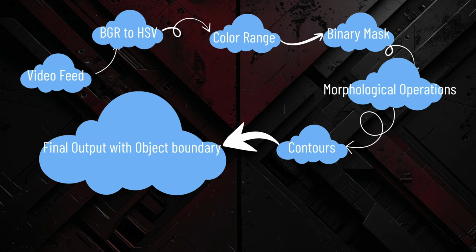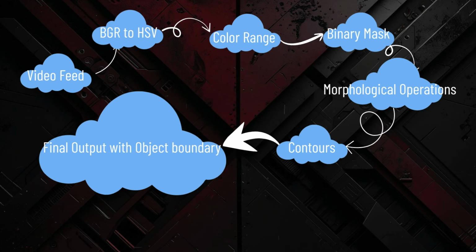Then we are going to convert this BGR image to HSV, which stands for hue saturation value. Then we define the color range in HSV, depending upon what color of object we are going to detect. For our case, we would be working with blue and yellow. So then we create a binary mask of this range of defined color to detect the colored objects properly.